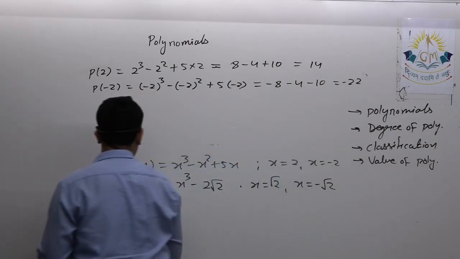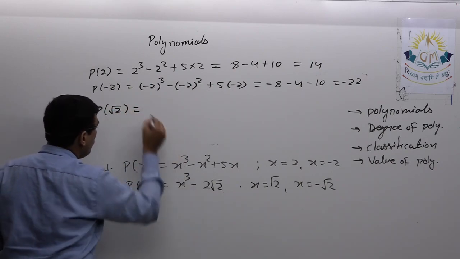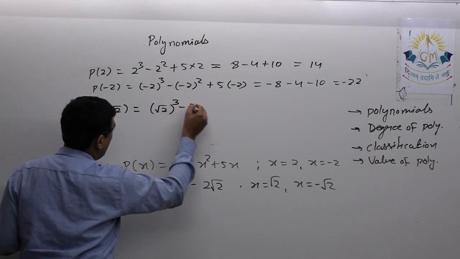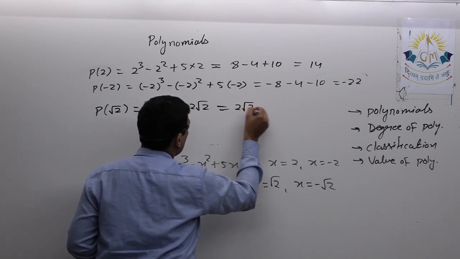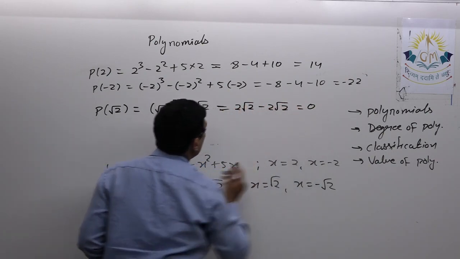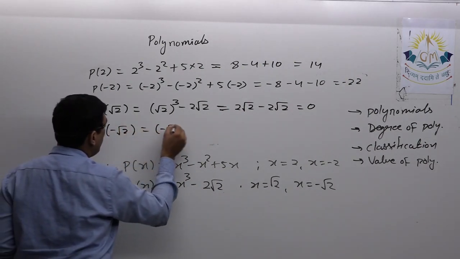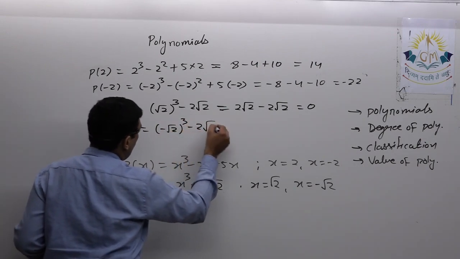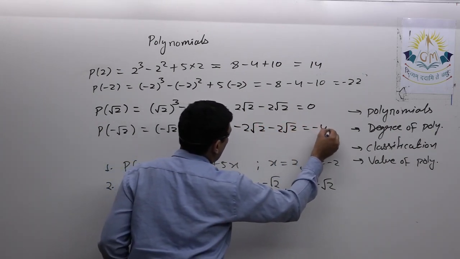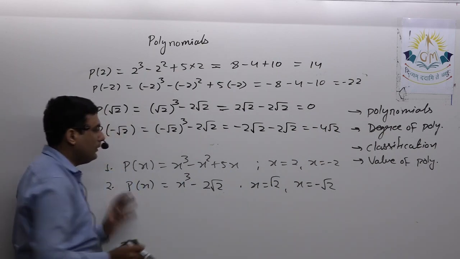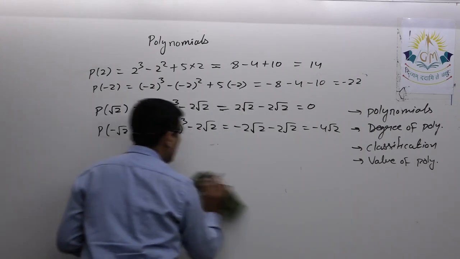Now p(root 2) is root 2 cube minus 2 root 2. Root 2 cube is actually 2 root 2, minus 2 root 2, that is equal to 0. Now p(minus root 2), so minus root 2 cube minus 2 root 2, so here you will get minus 2 root 2 minus 2 root 2, that is minus 4 root 2. So these are the values of the polynomial at the values indicated. This is the way to find the value of a polynomial.